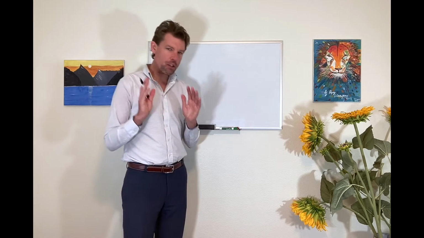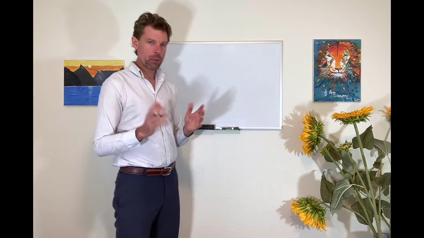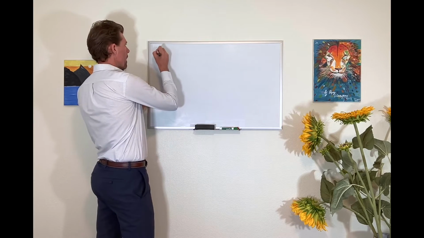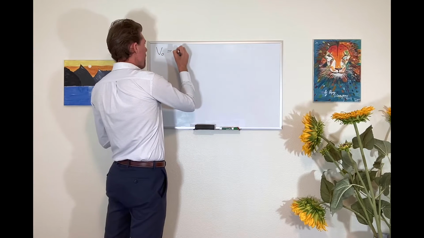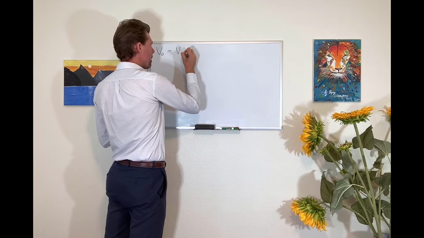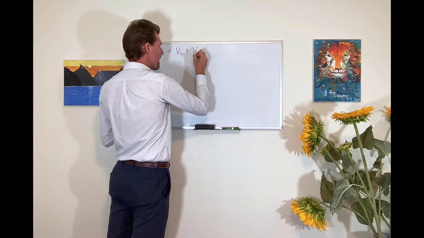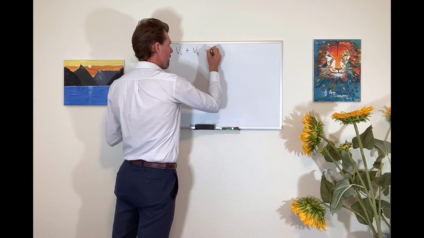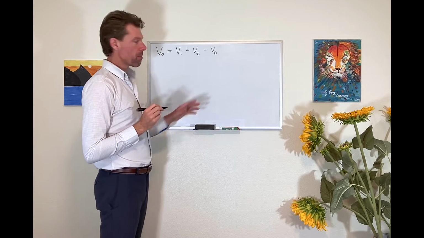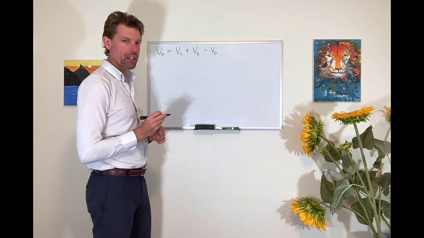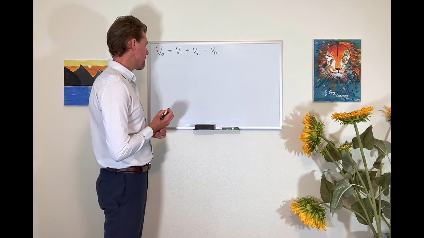Okay, so let's cover the basic formula. It's V naught equals VI plus VT minus VD. Okay, you might be a little bit surprised to see a VD here. We'll get into that in a little bit, what that component is.